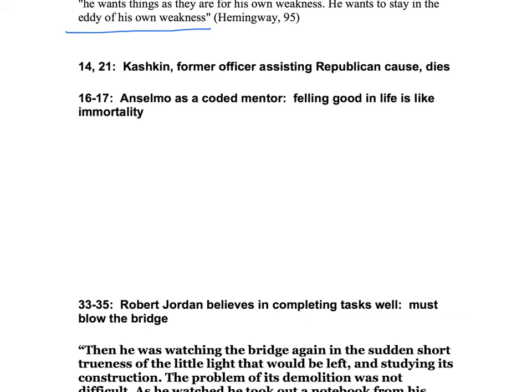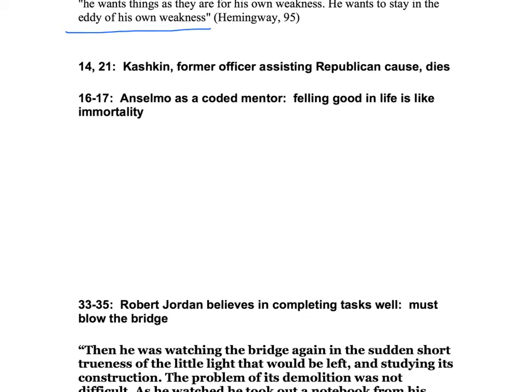I've already talked about Kashkin as the former Soviet officer assisting the Republican cause, dying in doing so, foreshadowing Robert Jordan's death in trying to help the Republican cause. And Anselmo makes this comment early on, pages 16 and 17. You can look it up in the text as we're going through these.